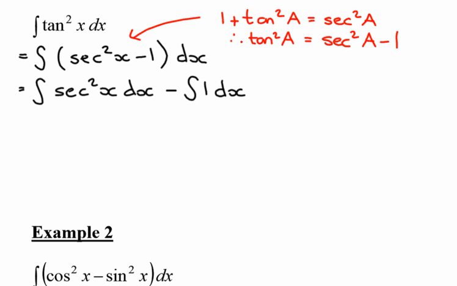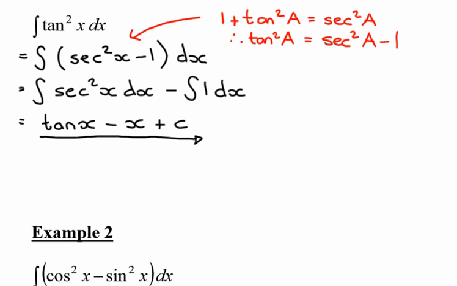So the integral of sec squared x is tan x. Then I've got a minus, and the integral of 1 is just x. And then I add my constant of integration.